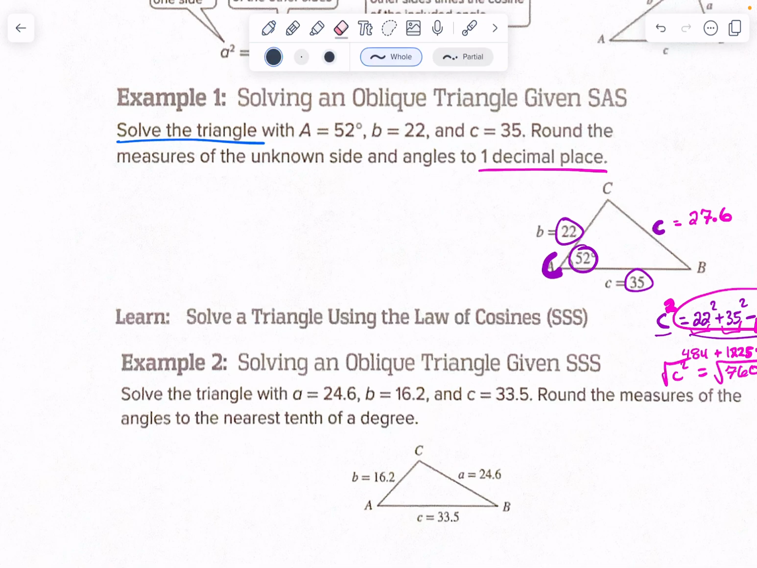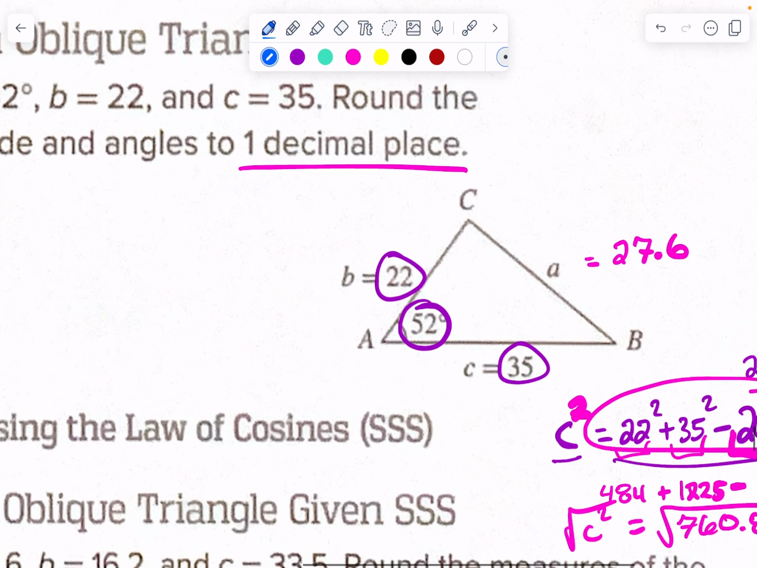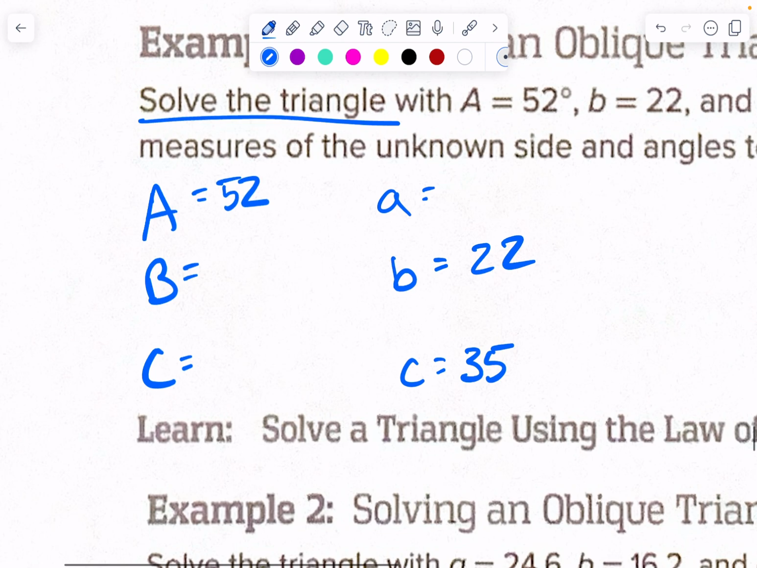So I'm going to go back to what they're named now that I have him solved for. And I have capital A, capital B, capital C, lowercase a, lowercase b, lowercase c. And I'm just going to write in what I had to begin with. What I had to begin with was 52. I had 35, and I had 22. Now, again, we just solved for a, so I'll write him in here in a second. But before we write him in, I'm just going to show you.